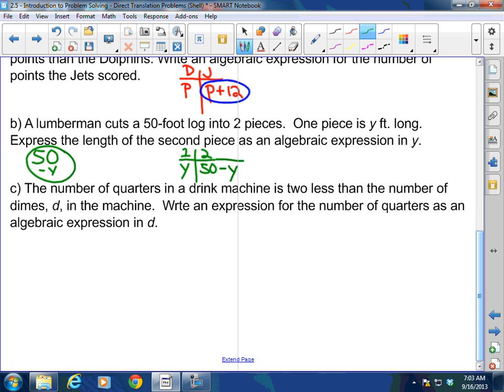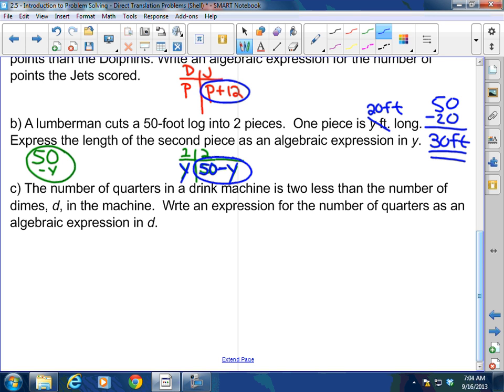Let's think about this numerically in case this confuses you. Let's say, just for giggles, that I tell you that one piece instead of y feet is 20 feet. What would the other piece be? Well, wouldn't you do 50 minus the 20 that you cut out and you had a 30-foot piece left? That's exactly what I'm doing here, but with variables. I cut out y feet from the 50. So what's left over? 50 minus the y feet that I cut out. So that's my expression right there for the second piece.